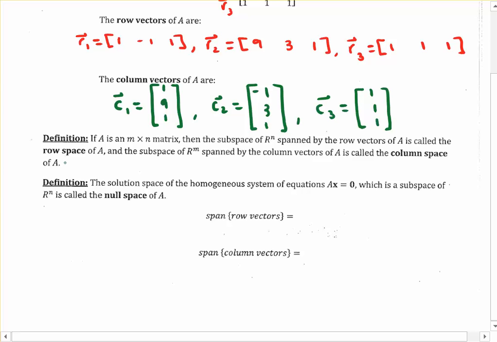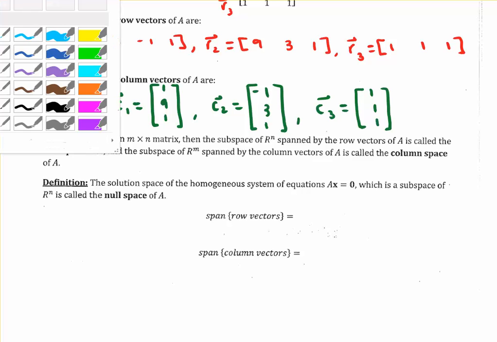There's one more space that's fundamental to a matrix, and that is the null space. Basically, the null space is a solution space of the homogeneous system of equations, such as this one. So if we solve a system that is from Ax equals 0, then our solution vectors form what's called the null space.